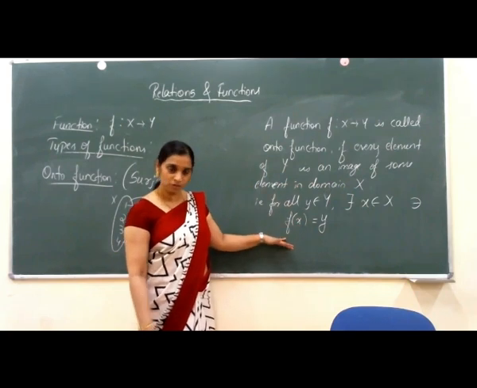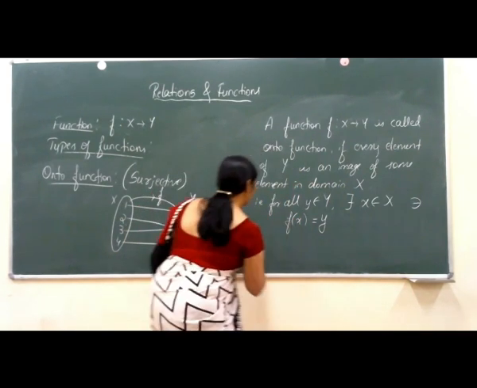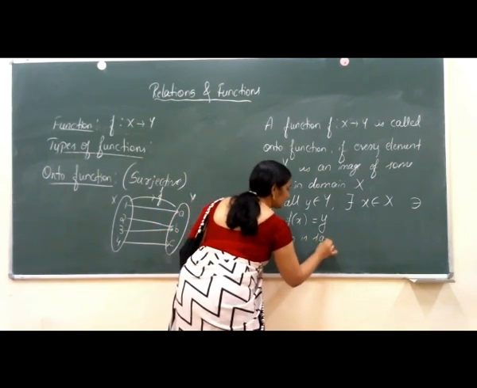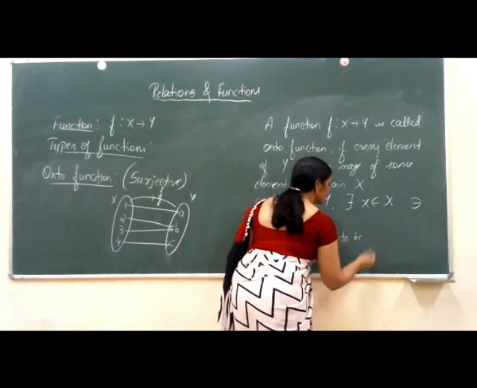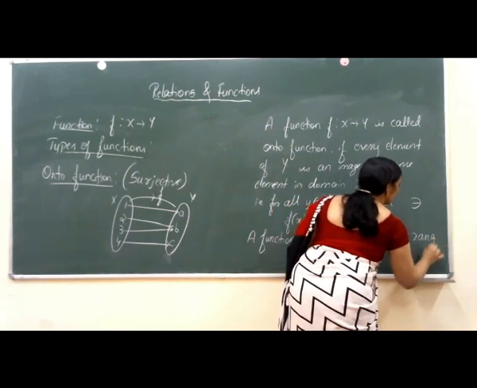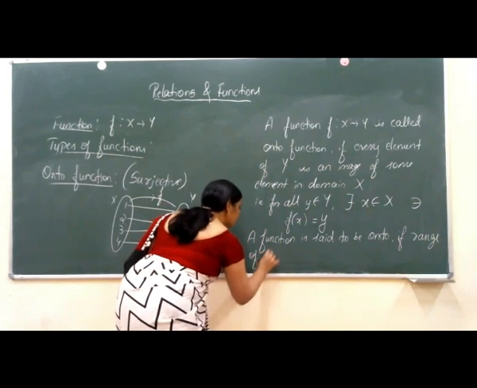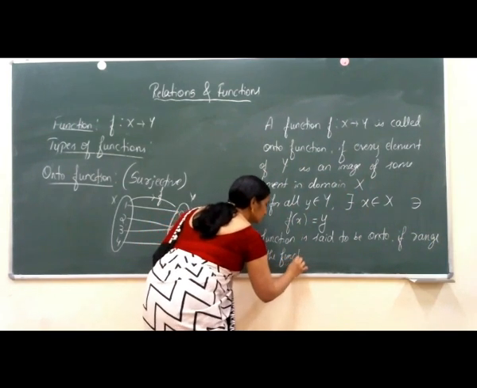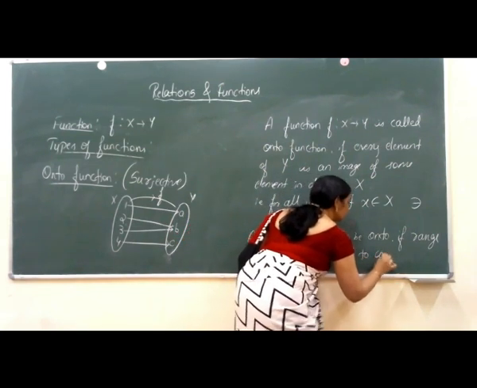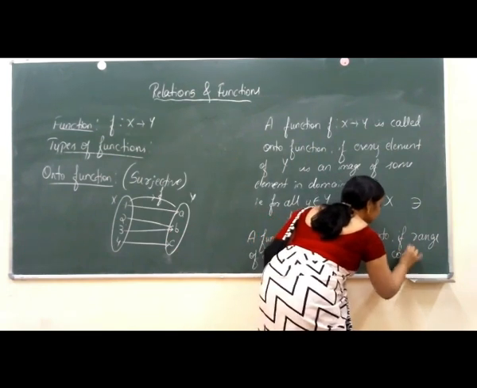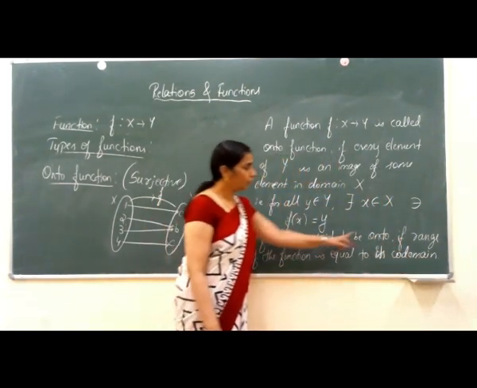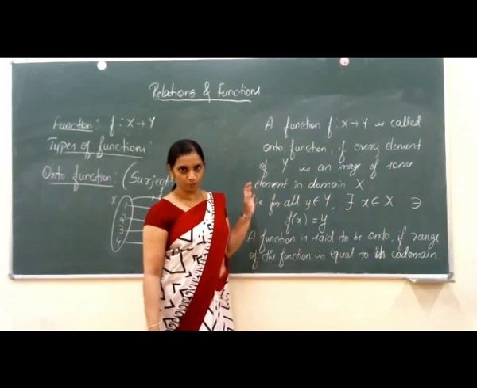Or in other words, we may also say a function is said to be onto if range of the function is equal to its codomain. A function is said to be onto if its range is equal to codomain of the function.